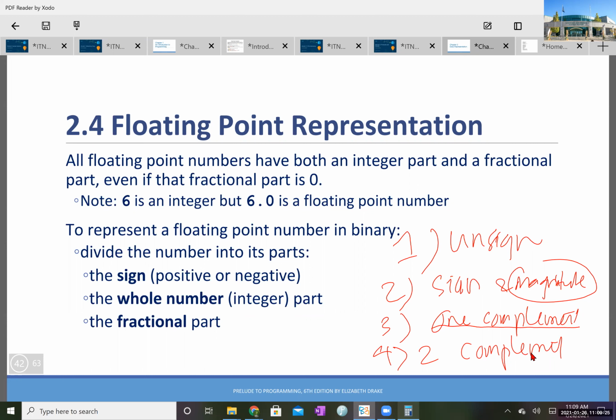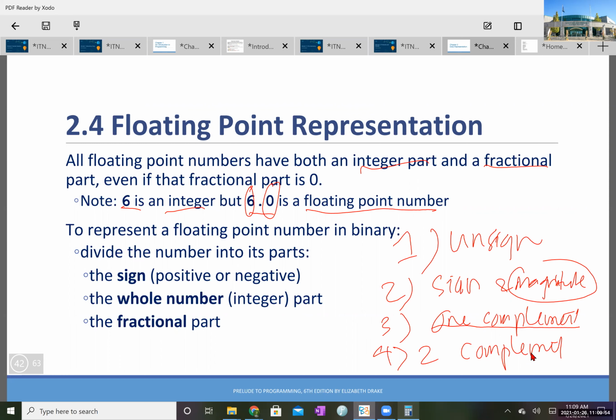Now we move to the floating point representation. Floating point is a number where you have both the integer portion and the fractional portion. So you have both the integer part and the fractional part. You see 6 is an integer, but 6.0 is floating point because you have the integer and a fractional part.